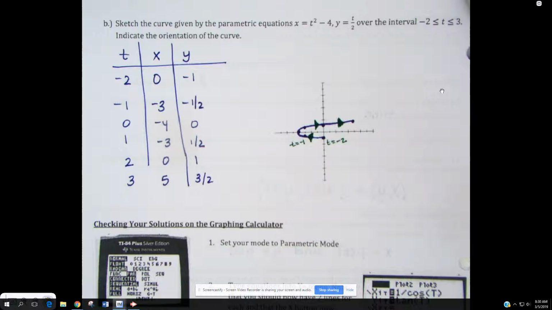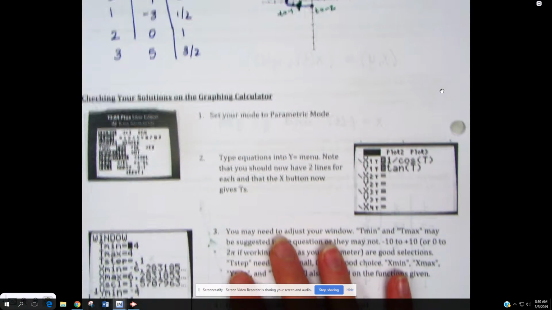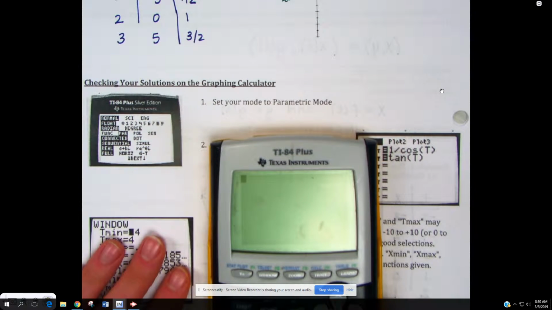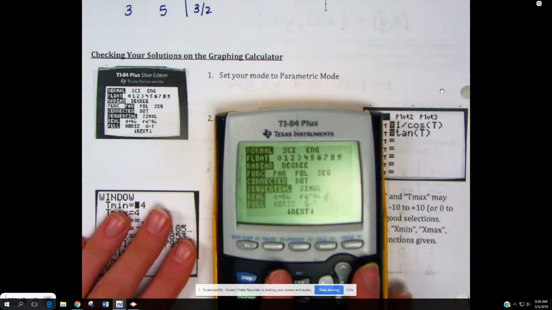I did want to show you guys how to do this on your graphing calculators. So if you have one in front of you, either in class or at home, there is a way to graph these to check your work on the grapher. You want to go ahead and change your mode. So mode is right next to second. So I'm pressing mode here.